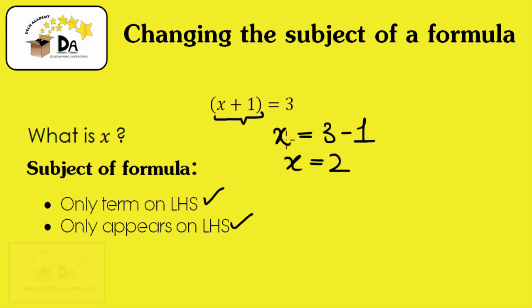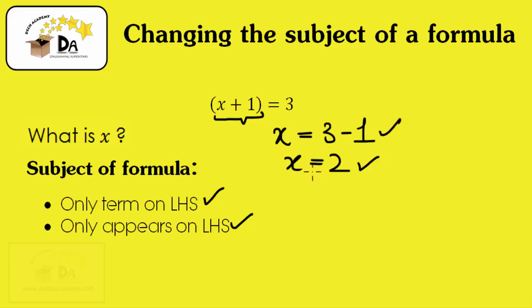x is the only term on the left-hand side, and x only appears on the left-hand side. You can't see x on the right-hand side. Therefore, here, x is the subject of the formula. In this equation, x equals 2. x is the only term on the left-hand side of the equation, and x only appears on the left-hand side. You cannot find x on the right-hand side. So in this equation, x is also the subject of the formula, the subject of the equation.